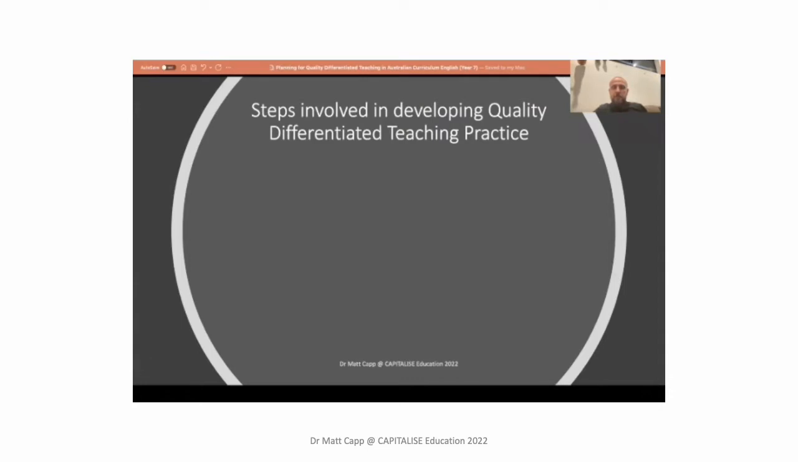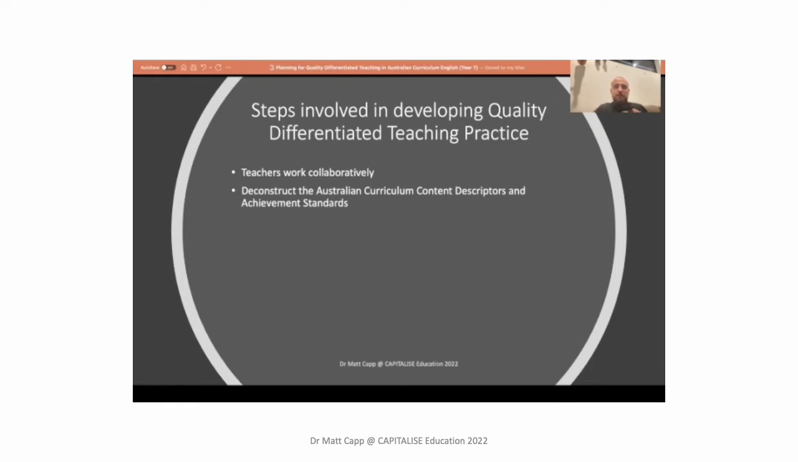There are a number of steps involved in developing quality differentiated teaching practice. They are teachers working collaboratively. There's significant research out there that shows that when teachers work collaboratively, they become better at their profession, and they're more accurate in terms of the use of the curriculum and more targeted in the strategies they use, and it ensures consistency of practice between classrooms.